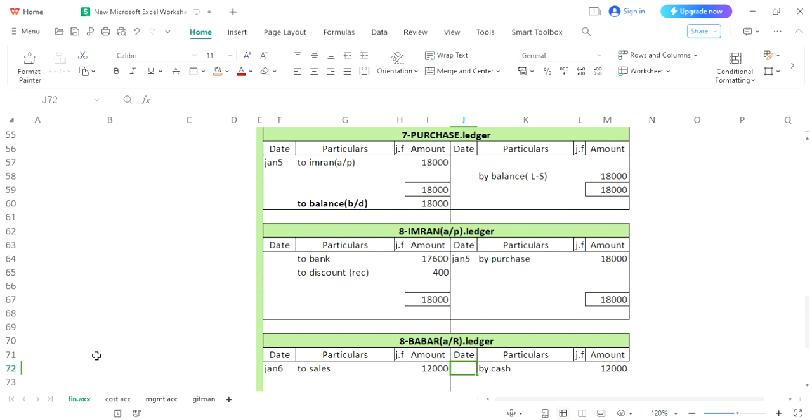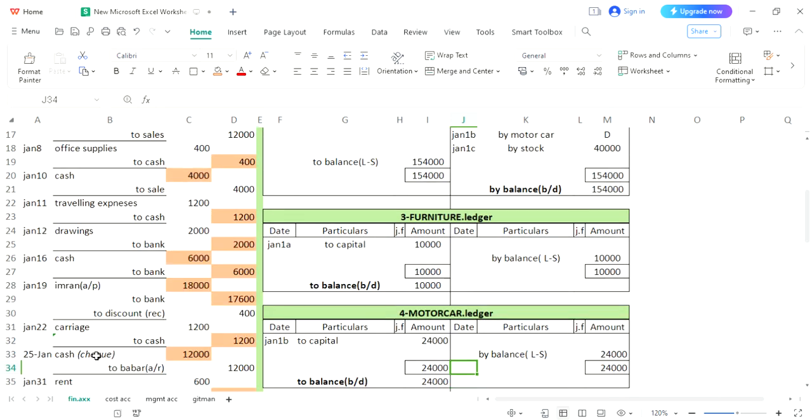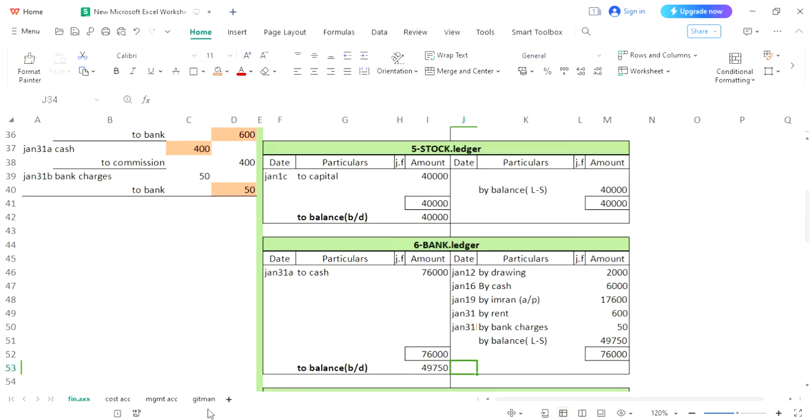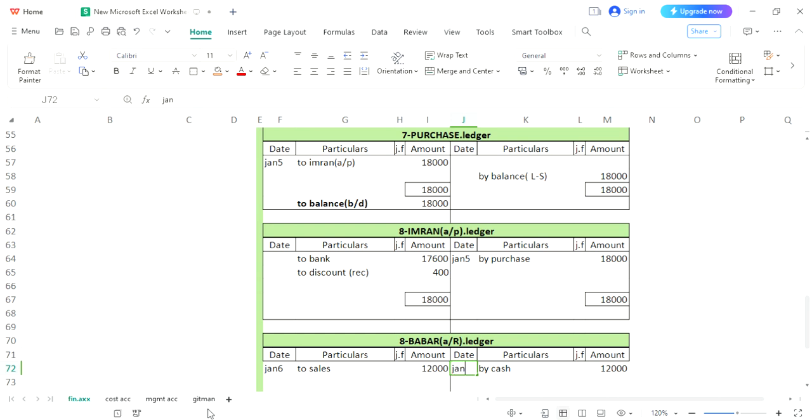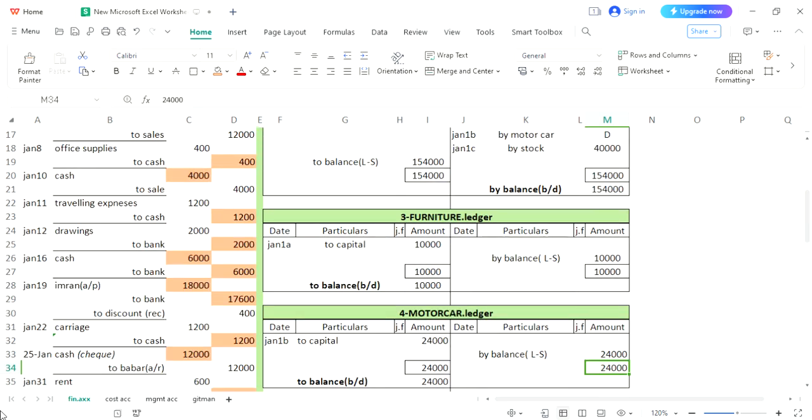It's time to see the date for 12,000. This was your entry. Babar was credited. The date was 25th January. So you will write January 25th. The date is mentioned. References and amount have also been written for 12,000. So it means this entry for 12,000 posting is completed. Mark it as done.